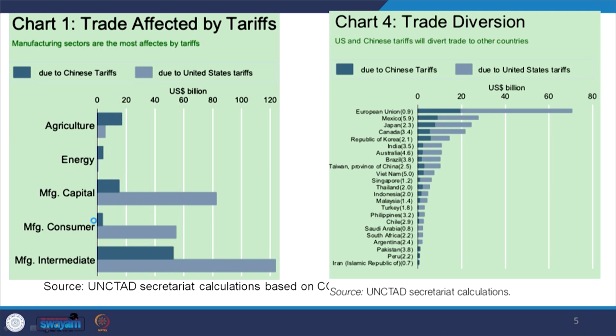Now, the latest figures are from one of the UNCTAD reports. I am referring to this document as published by the UNCTAD secretariat, calculated based on the figures of WTO. Since we are discussing the facts and figures of protection, what it counts is in terms of effects, how it is affected by tariffs.